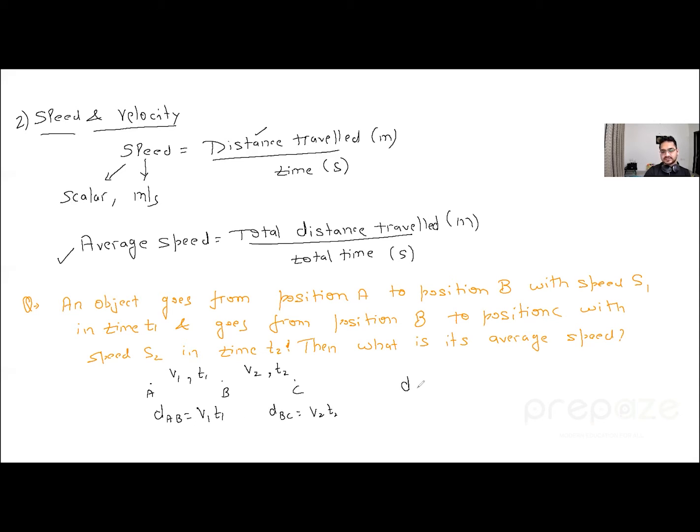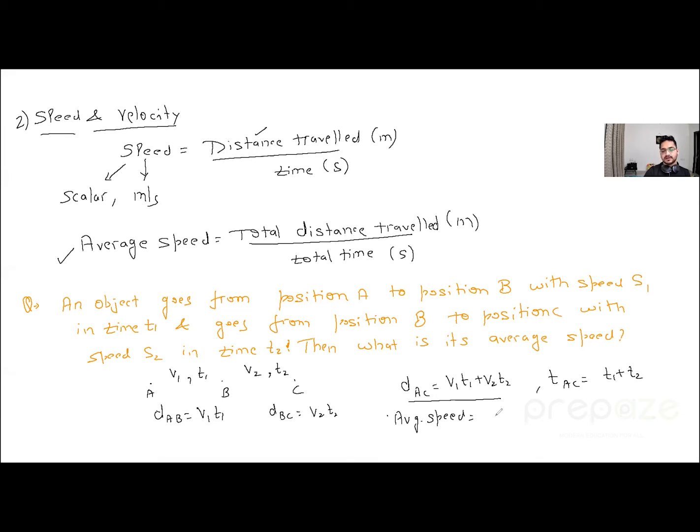So what is the total distance? Total distance A to C is V1 T1 plus V2 T2. All right, that is the total distance. And what is the total time taken? Time taken from A to C is T1 plus T2. That means what is the average speed now?